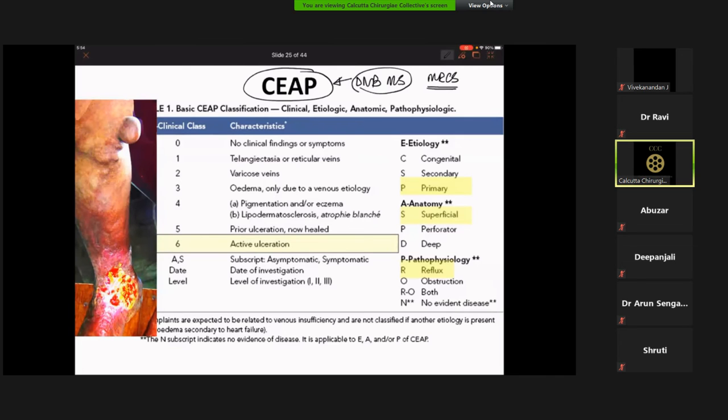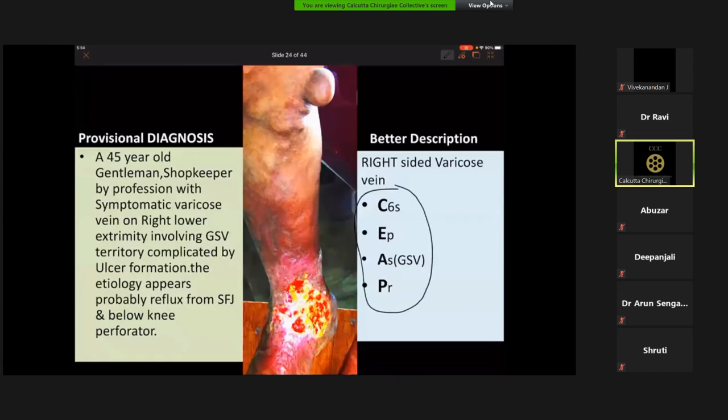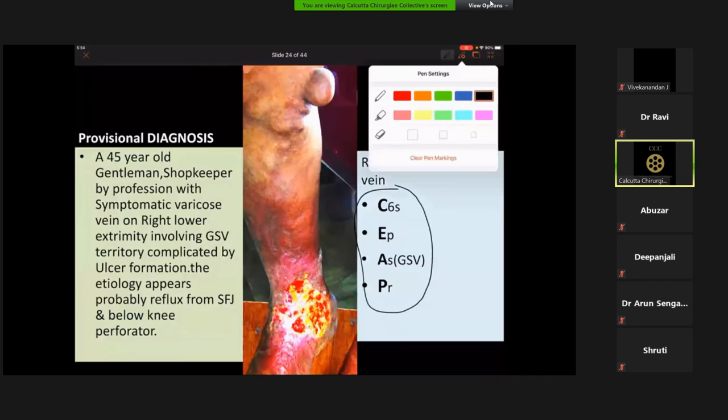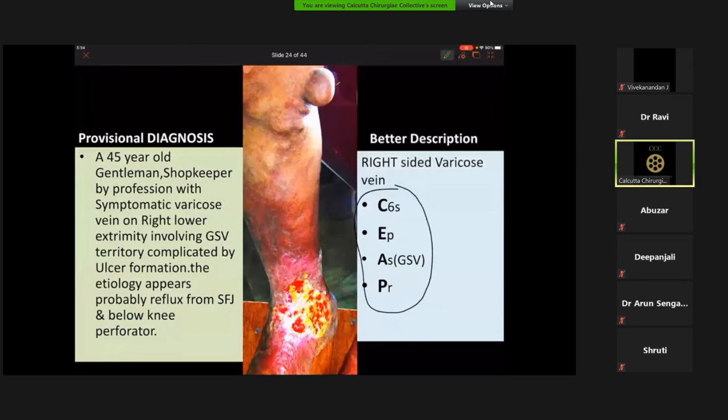This is a picture that was given to me by my senior colleague, Professor Das. As you can see, it is a beautiful picture where you can see a blowout, along with the varicose vein, the ulcer, the lipodermatosclerosis, and a few eczematoid changes. So this is a C6 S, Ep, As, Pr.